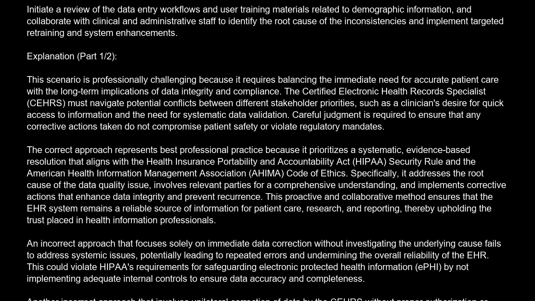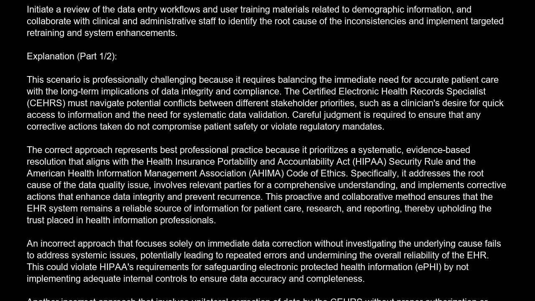The correct answer is C. Initiate a review of the data entry workflows and user training materials related to demographic information, and collaborate with clinical and administrative staff to identify the root cause of the inconsistencies and implement targeted retraining and system enhancements.